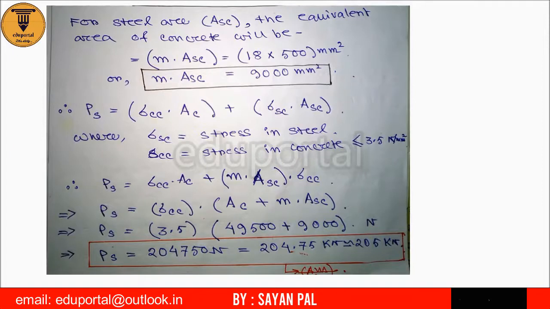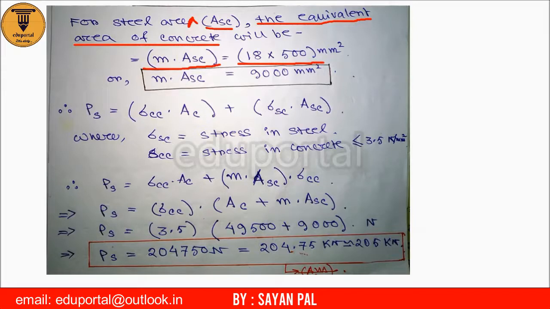Now for steel area ASC, the equivalent area of concrete. If steel area is ASC, then equivalent area of concrete will be M into ASC, where M is the modular ratio. So 18 into 500, that is 9,000 mm square.